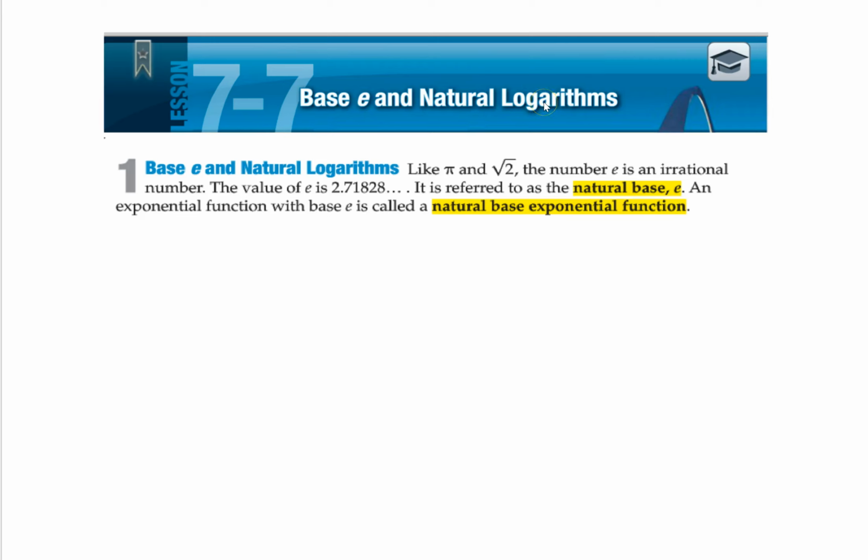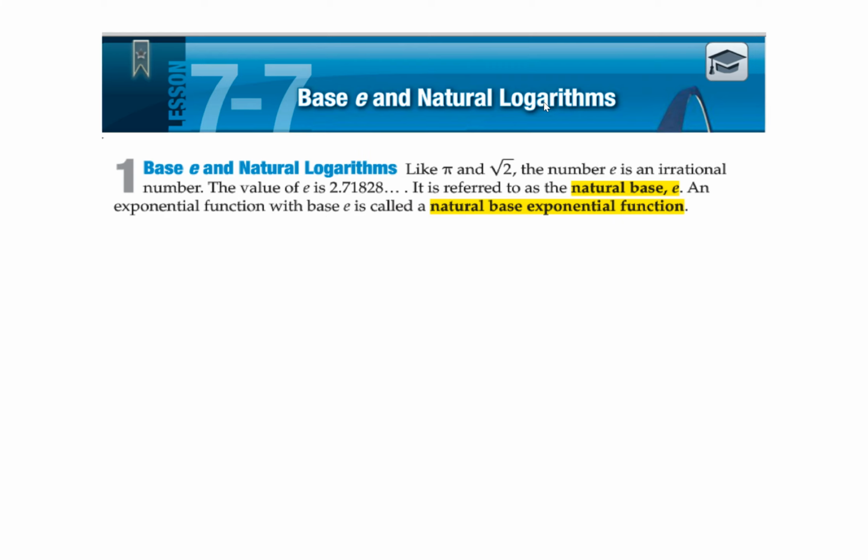7.7 Basing natural log. So this lesson's about the other special log function. Last time we did common logs, now we're going to do natural logs. And our goal for this lesson is by the end we want to be able to solve log problems using natural log and e. So let's start off by talking about what e is.